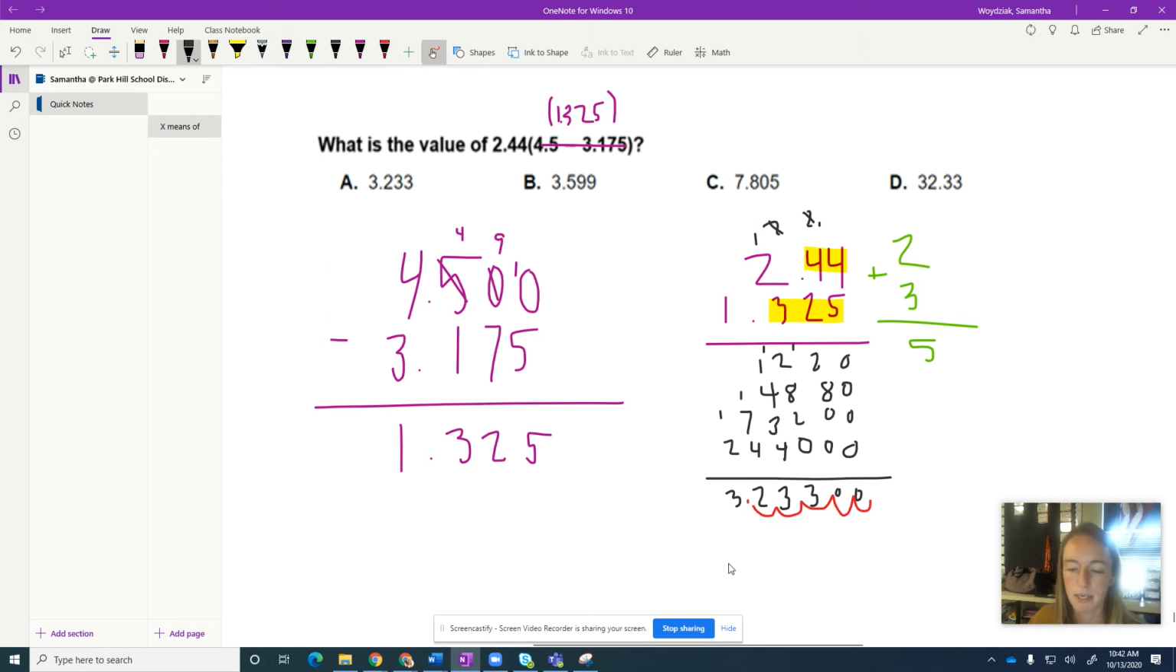I'm going to rewrite my number. 3 and 233 thousandths. Now I have 2 more zeros here, but I do not need to add them in. It would still be a correct answer because adding zeros to the end after a decimal point doesn't change the value, but I don't need them. So I'm going to go ahead and keep it at 3 and 233 thousandths. So my answer would be A.